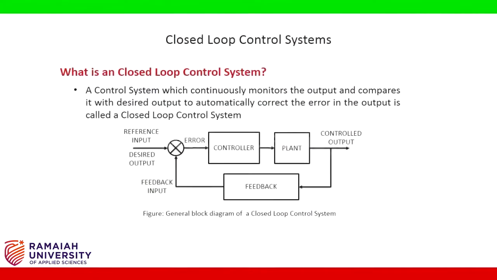What is a closed loop control system? A control system which continuously monitors the output and compares it with the desired output to automatically correct the error in the output is called a closed loop control system.